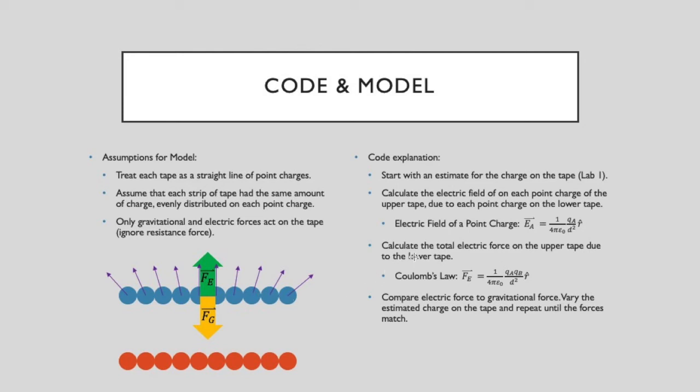Then we calculate the total electric force on the upper tape due to the lower tape using Coulomb's law. To do this, we multiplied the electric field of each point by the charge on each point, and then added them all together. Finally, we compared the magnitudes of the electric force and the gravitational force, and we varied the estimated charge on the tape and repeated until the magnitudes of the forces matched.